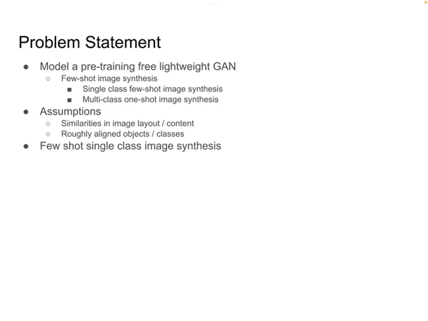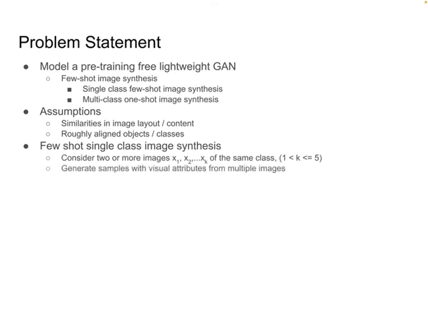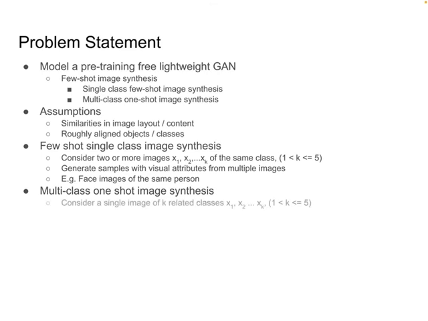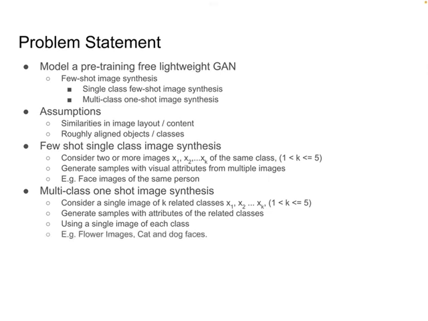In few-shot single-class image synthesis, we consider two or more images belonging to the same class to generate samples with visual attributes from multiple images. For example, face images of the same person. In multi-class one-shot image synthesis, we consider one image each from k related classes to generate samples with attributes of the related classes using a single image of each class. For example, flower images, face images from different people, cat and dog faces, etc.